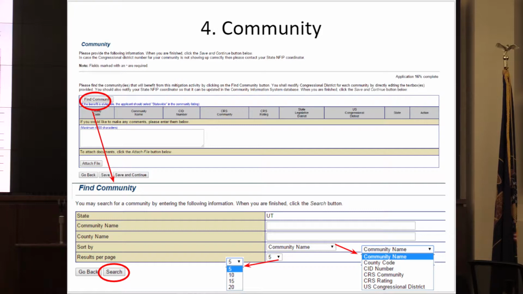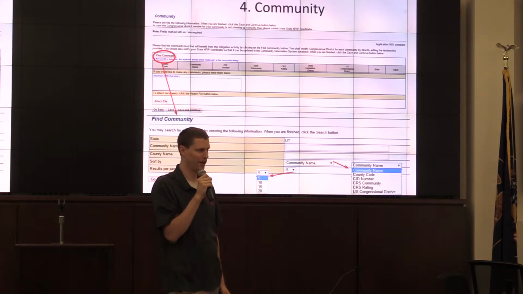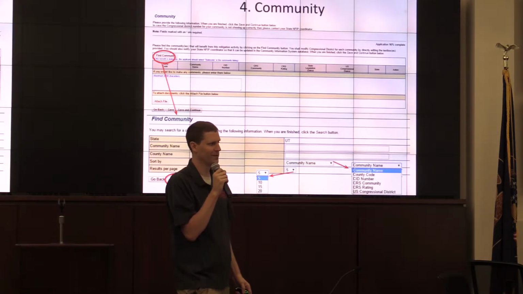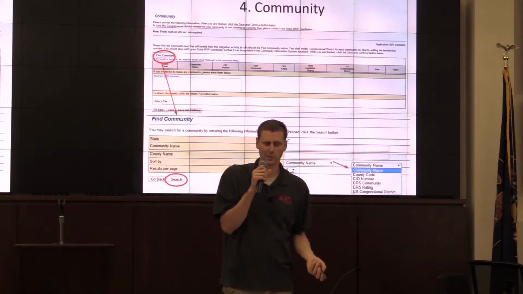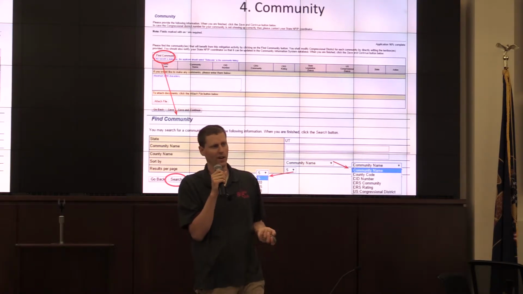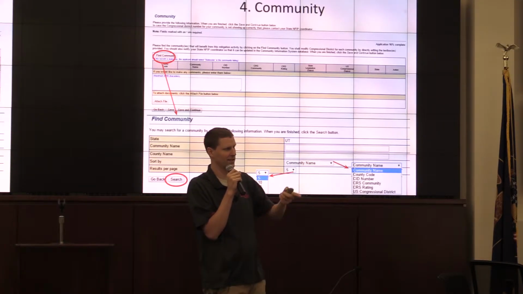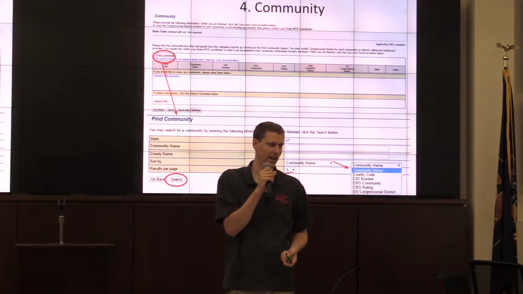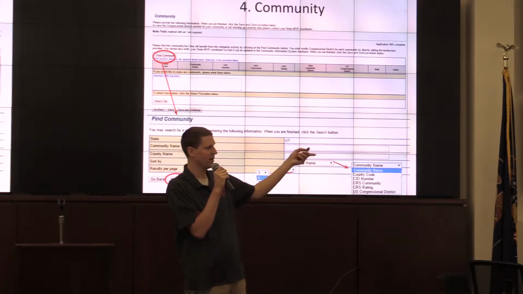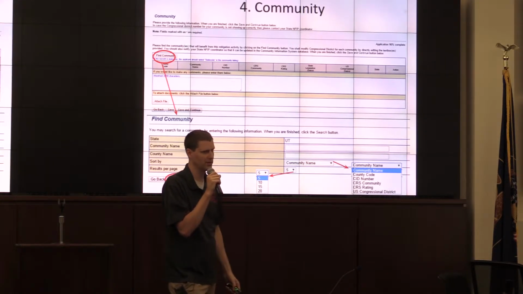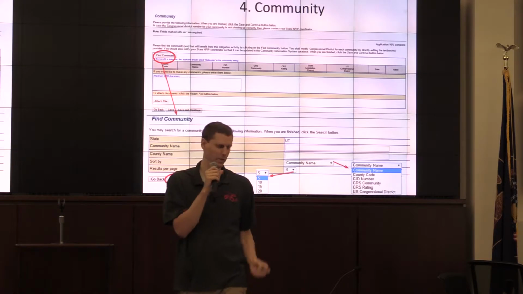Now, what happens if your project encompasses multiple communities? What should you do? You have to put all the communities in. For mitigation plans, we have maybe a county, and then you would include all the cities that are going to participate in that plan. Or if your project goes across multiple communities, then you put the multiple communities in.